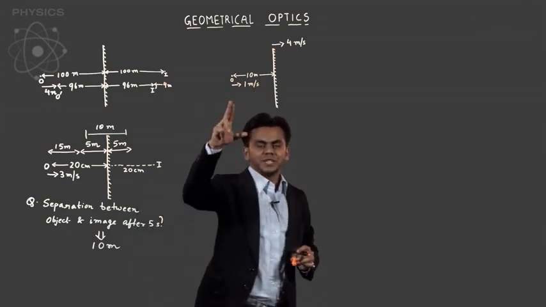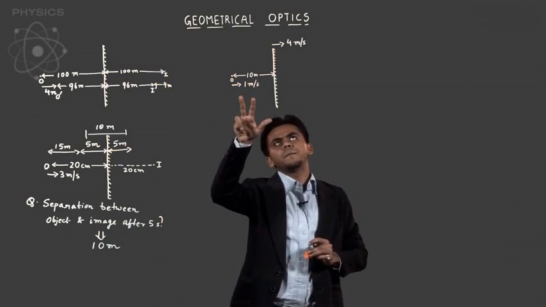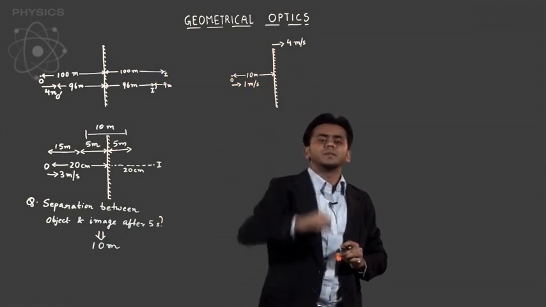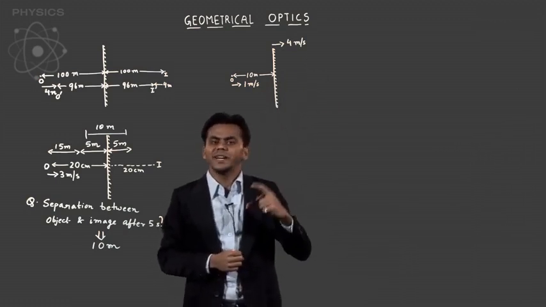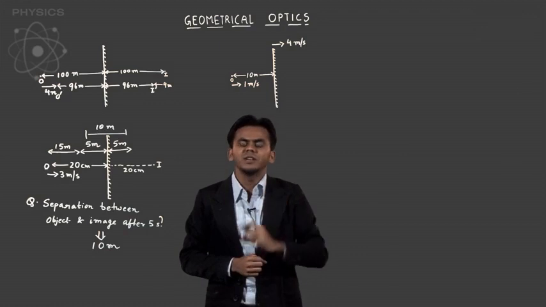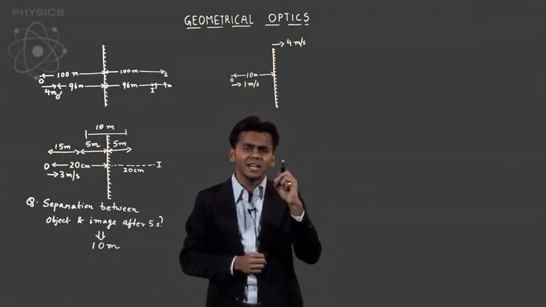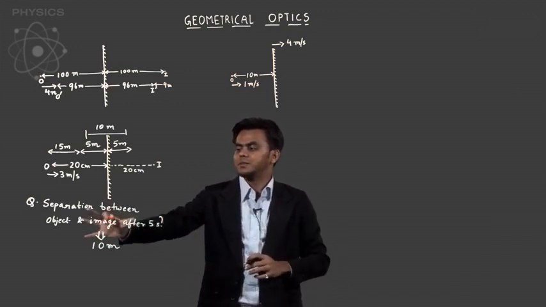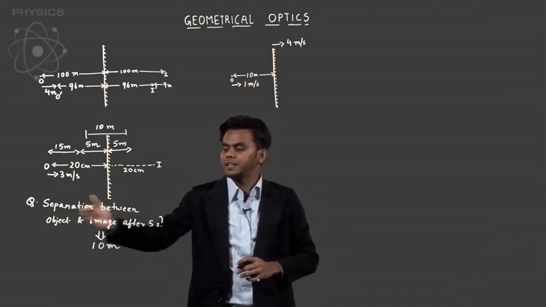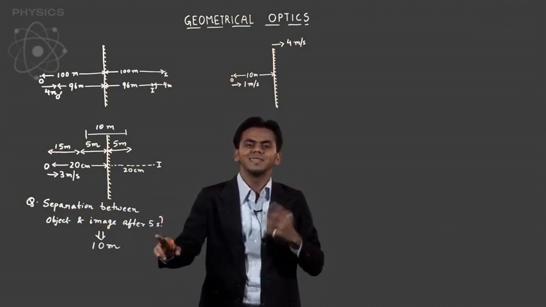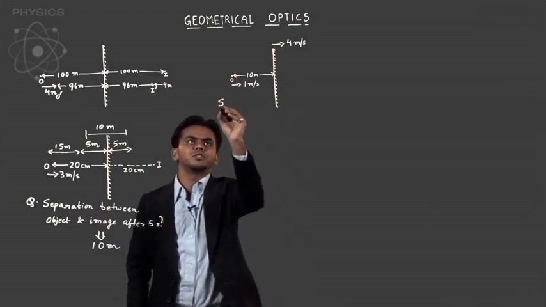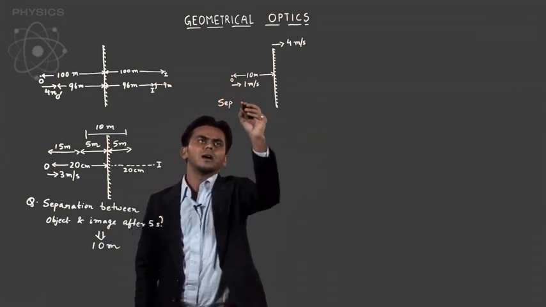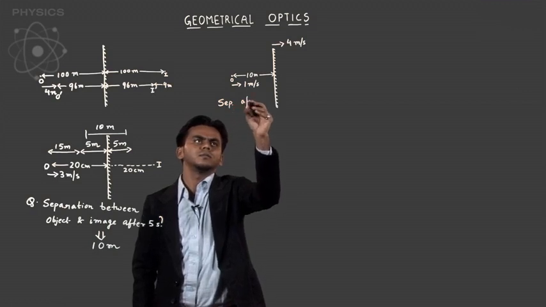So you have an object moving towards the mirror with 1 meter per second and the mirror moving away from the object with 4 meters per second. What you need to find out is the separation between the object and image after 3 seconds. So the question remains the same. Separation between object and image after, in place of 5, 3 seconds. I'll just write SEP for separation.